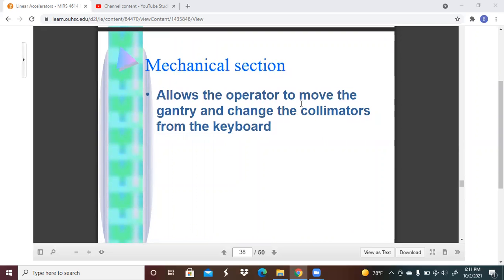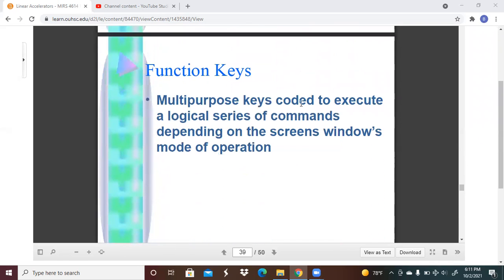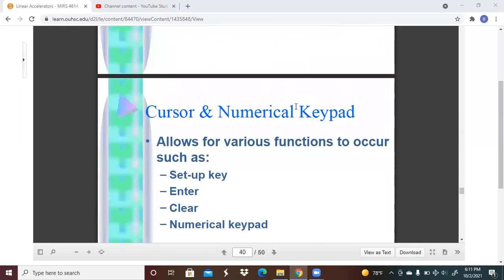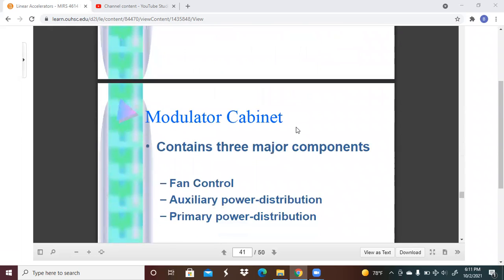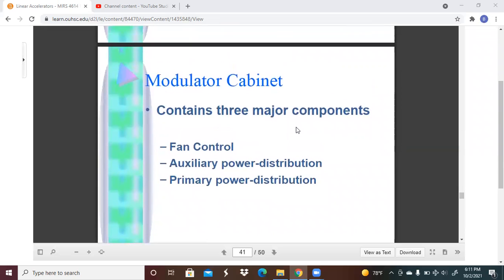The mechanical section allows the operator to move the gantry and change the collimators from the keyboard. Function keys are multi-purpose keys coded to execute a logical series of commands depending on the screen's window mode of operation. Depending on what's up, you can hit F4 or what have you, and then you can do what you need to do. Cursor and numerical keypad, and you can use that as a setup key, enter, clear, numerical keypad, that kind of thing. The modulator cabinet.